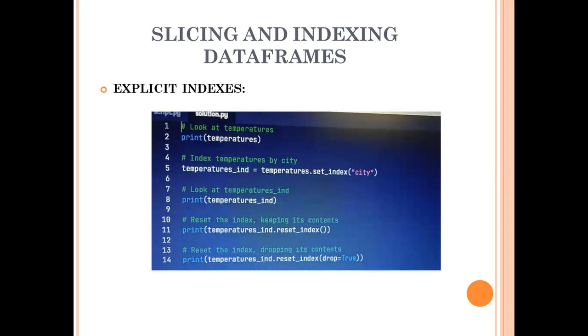Talking about slicing and indexing data frames. First of all, talking about indexing. For example, I want to set the index of a particular table, then simply the syntax would be table name followed by the set index syntax. If I want to reset that index, simply the table name will be followed by the reset index syntax. If I want to drop the contents of a particular table which I have reset earlier, simply the table name will be followed by reset index, and in the parentheses I will write drop is equal to true, which means that I want to drop the contents of a particular table which I have reset earlier.